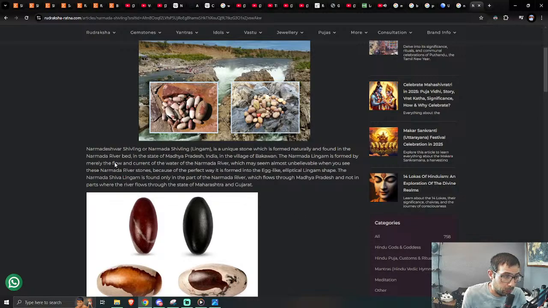It is formed by merely the flow and current of the water of the Narmada River, which may seem almost unbelievable when you see these Narmada river stones because of the perfect way it is formed into the egg-like elliptical lingam shape. The Narmada Shiva Lingam is found only in the part of the Narmada River which flows through Madhya Pradesh, and not in parts where the river flows through the state of Maharashtra and Gujarat.